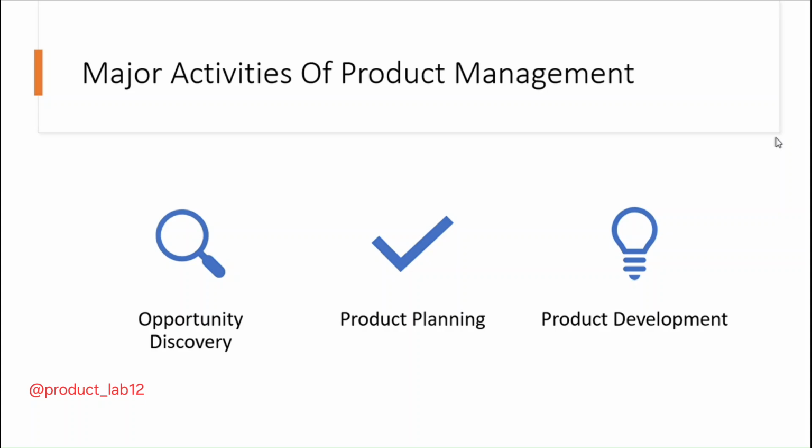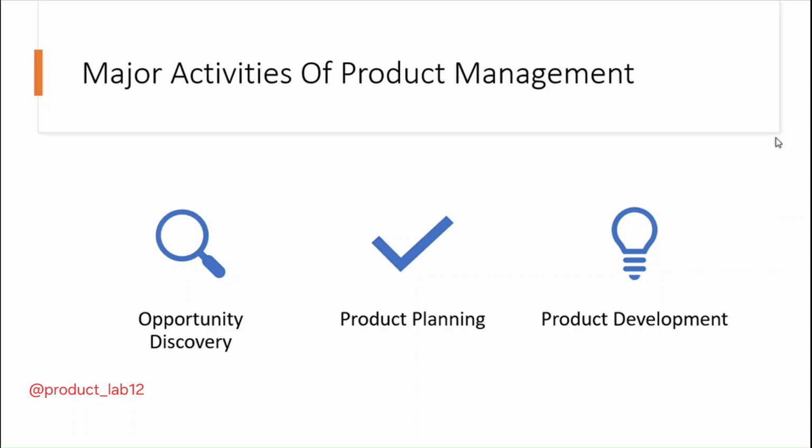The next is product development. When we say product development, it consists of requirement definition, user acceptance testing, iterative optimization, and the A/B testing which we will be doing.